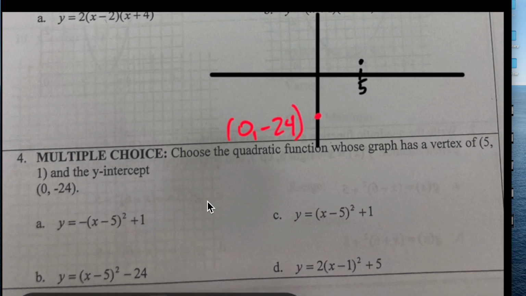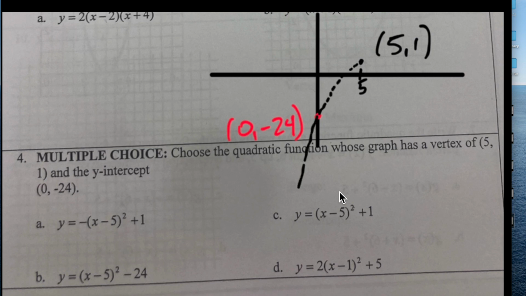And this is the point (5, 1). Okay, so if this is our vertex and our graph has to cross the y-axis down here, we know, folks, that we're looking at an upside down parabola like this. All right. Now, if we know that our parabola is upside down, we know that the sign out front has to be negative. So which of these have a negative sign out front? There's only one of them. It's right here. There's your answer, choice A.